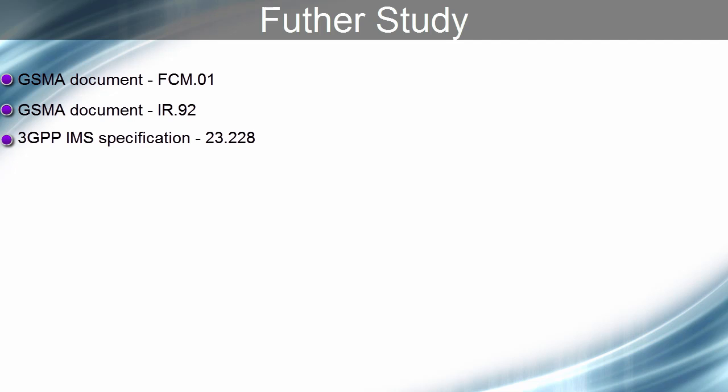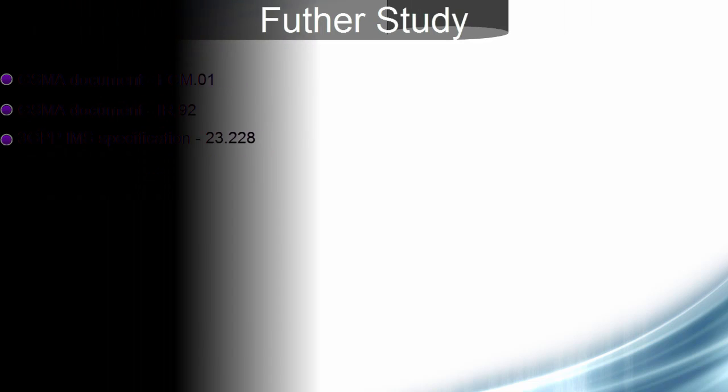I have covered only important aspects of IMS network. If you want to study more, here are a few references. Number 1. GSMA document FCM.01 should be ideal starting point. This document has got all the signaling flows of various kinds of VoLTE calls. Second very important document is IR.92. This document has all the necessary requirements for VoLTE at UE side. It is a very small document but full of knowledge. Third document is 3GPP specification 23.228. Although it is a very big document, it has got everything about IMS networks.